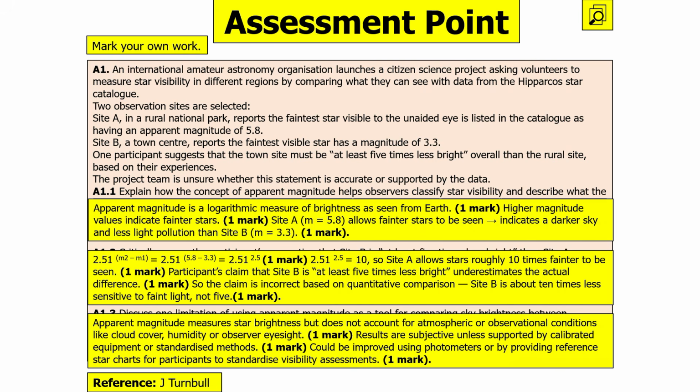Finally, apparent magnitude measures star brightness but doesn't account for atmospheric or observational conditions like cloud cover, humidity, or observer eyesight. The results are subjective unless supported by calibrated equipment. Now, this could be improved by using photometers or providing reference star charts for participants to standardize visibility assessments.